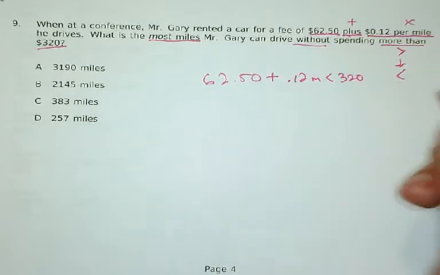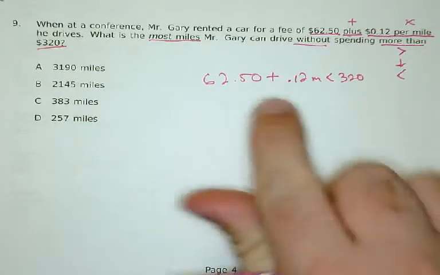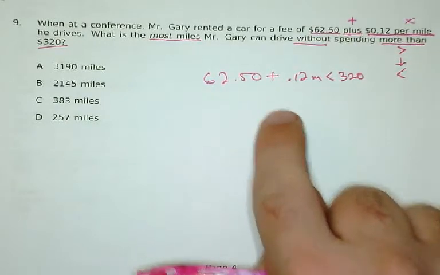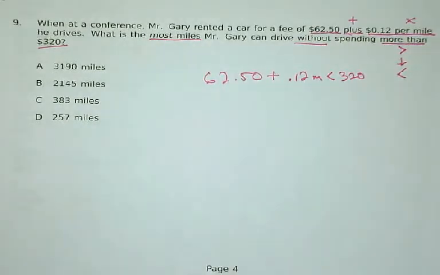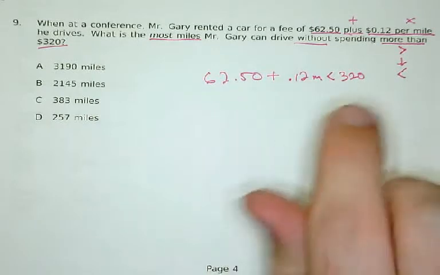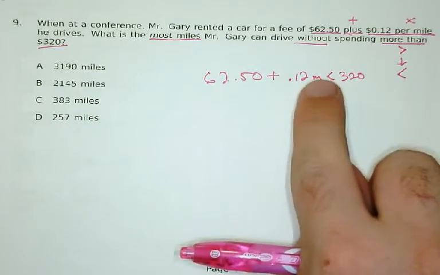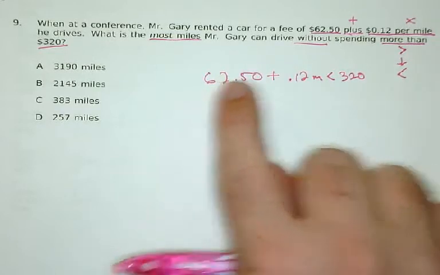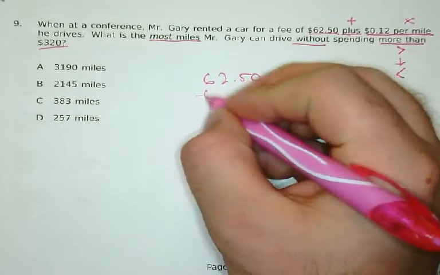All we're going to do is solve for the miles. So go through your steps. Do I have parentheses? No. Do I have combined like terms? No. So let's move our numbers to one side. Ignore the number with your letter. That's going to be handled last. So I'm going to actually have to move $62.50 over here.